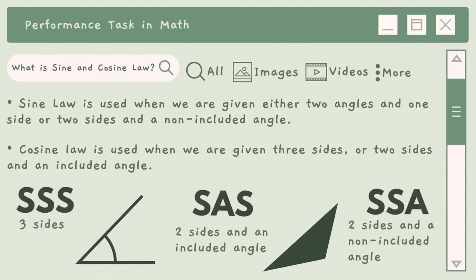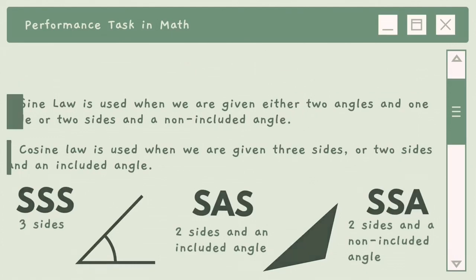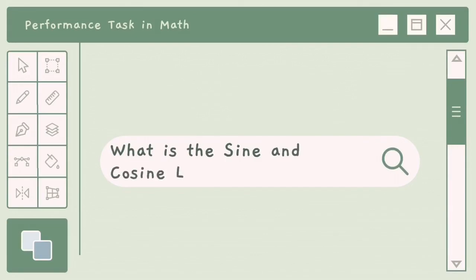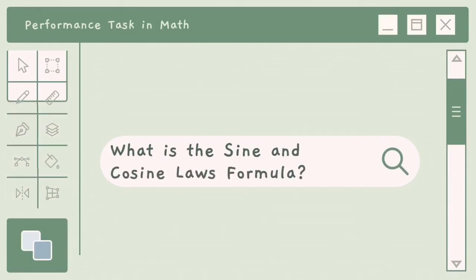SAS or side-angle-side. If you'll notice, in SAS, the A is between the two S's, which means the A or the angle is included. Meanwhile, in SSA, or side-side-angle, the A is on the side, which means the angle is not included. Moving on, what is the sine and cosine law's formula?